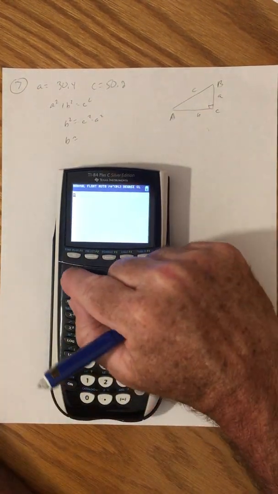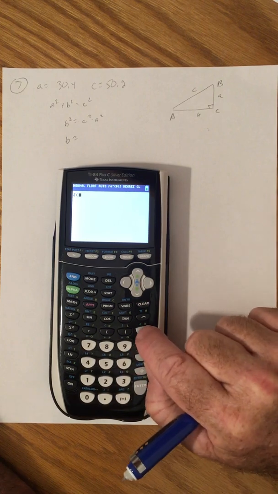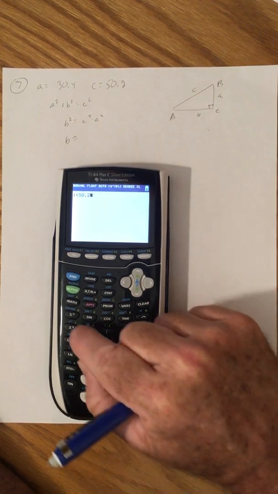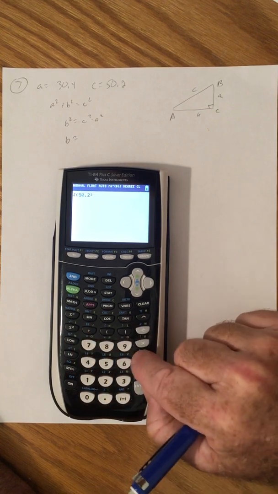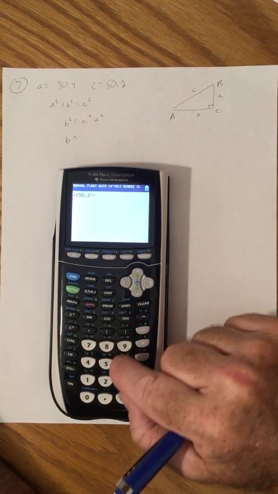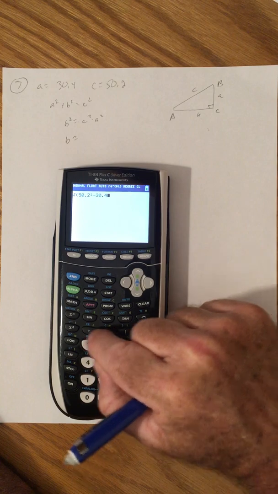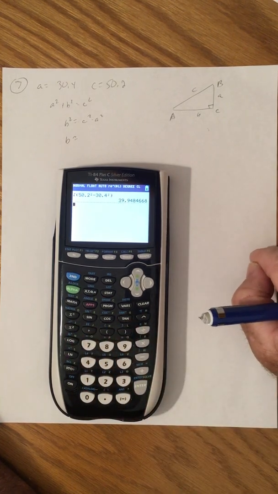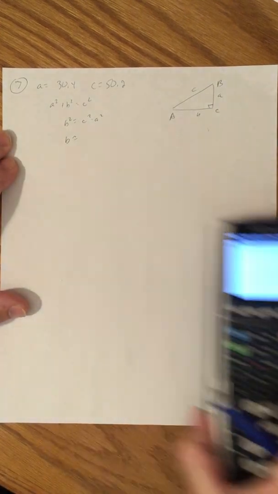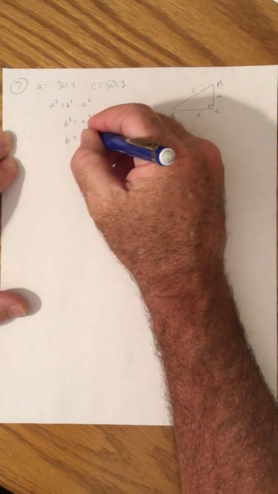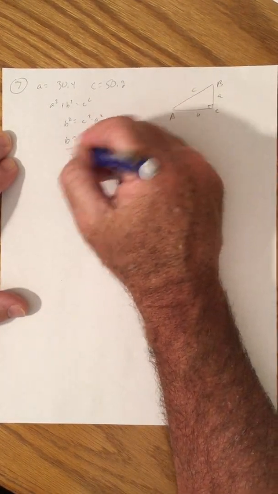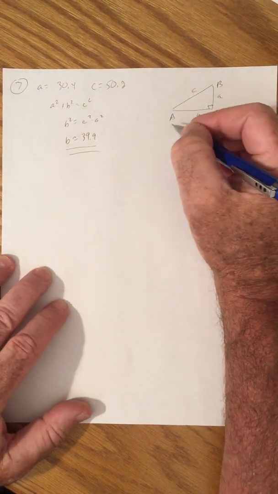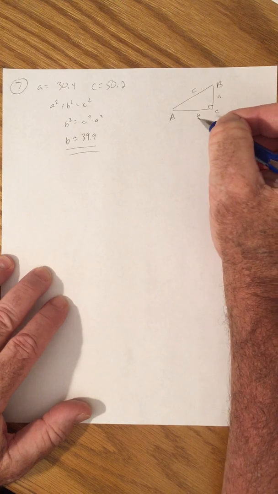So we take the square root of 50.2 squared and subtract away 30.4 squared. We get 39.9 to the nearest tenth. Okay, now we can find angles A and B.